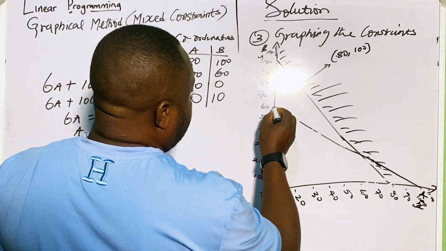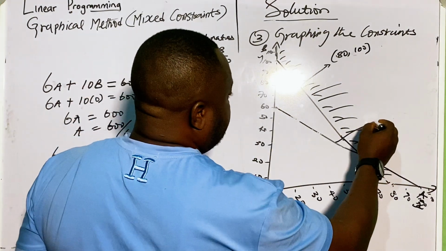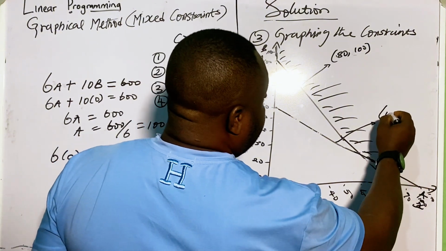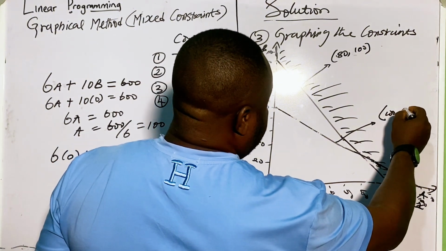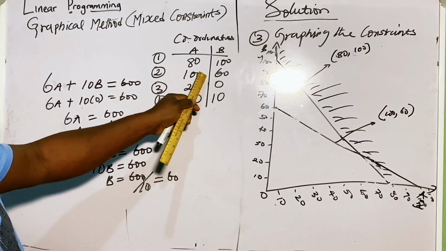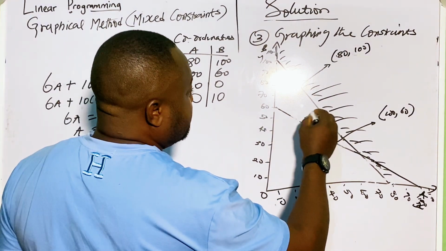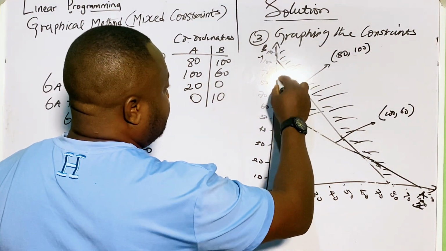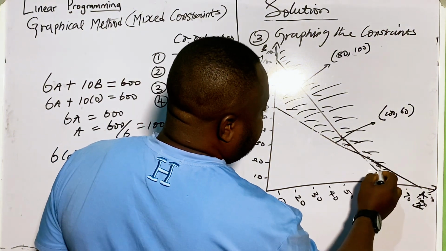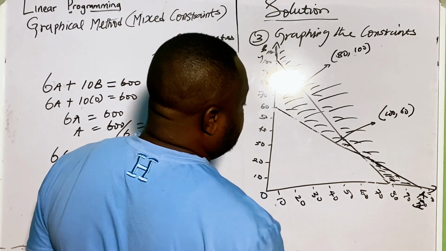So this is our A, that is 160. So it is also of less than or equal to type. So anything above the line is not wanted, it's not desirable. So we're going to shade it off. Our approach is to shade off the parts that we do not want.